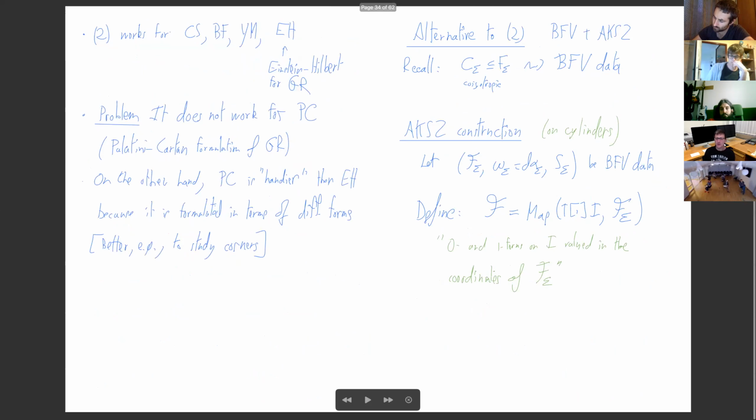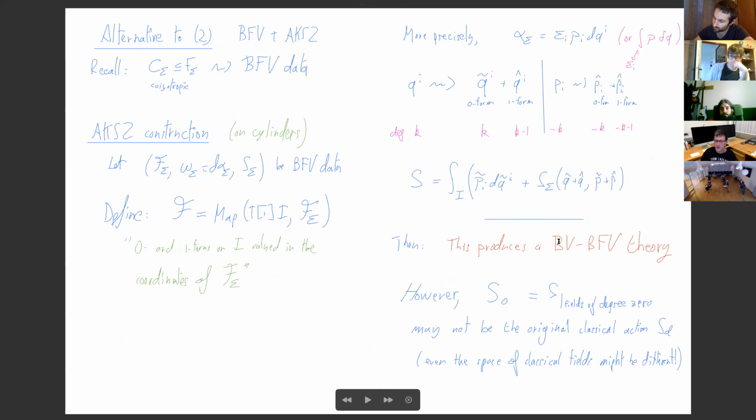Okay, so now, in a sense, we are done, because we have produced a bulk BV theory with compatible boundary BFV theory. And this is a good starting point for quantization. Now, what does this new BV theory have to do with the original theory? Well, in principle, almost nothing, but I will say more in a moment.